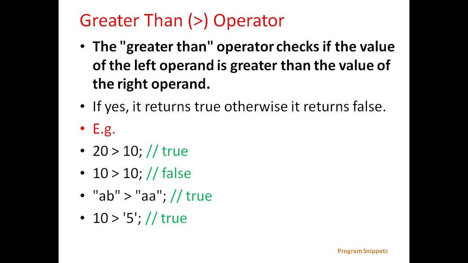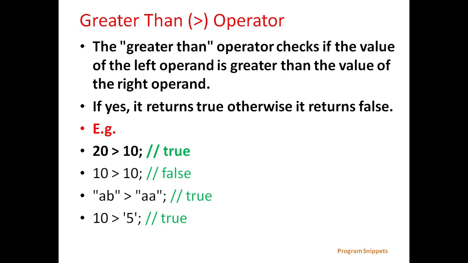The greater than operator checks if the value of the left operand is greater than the value of the right operand. If yes, it returns true, otherwise it returns false. For example, 20 > 10 will return true, 10 > 10 will return false, string AB > string AA will return true, and 10 > string 5 will also return true.